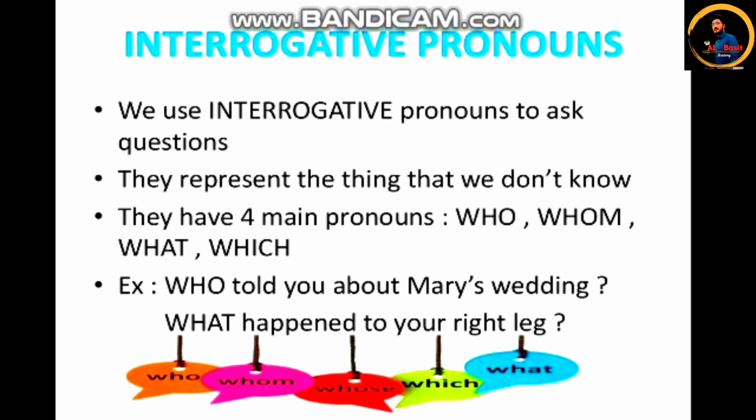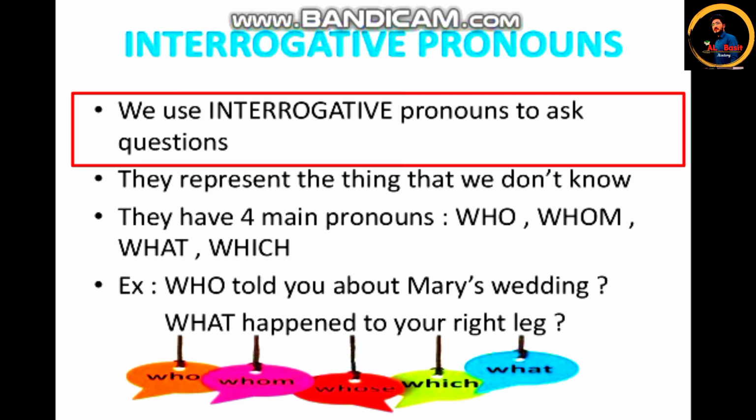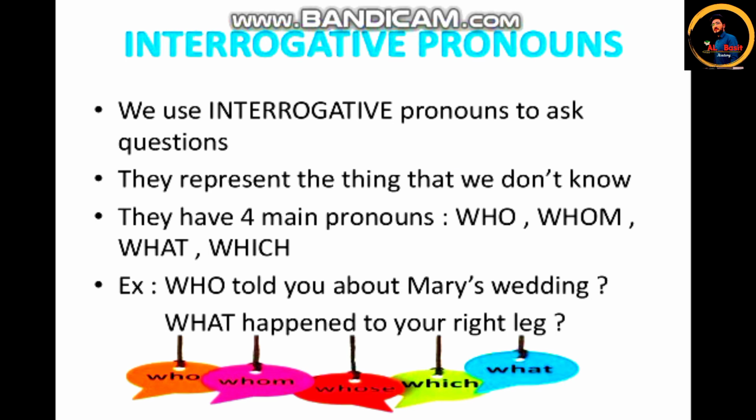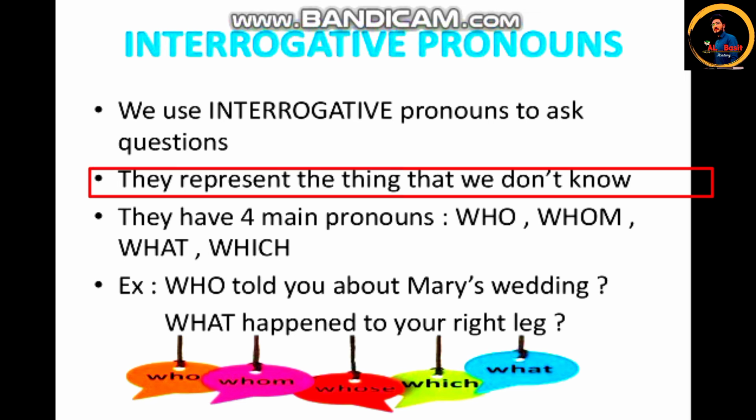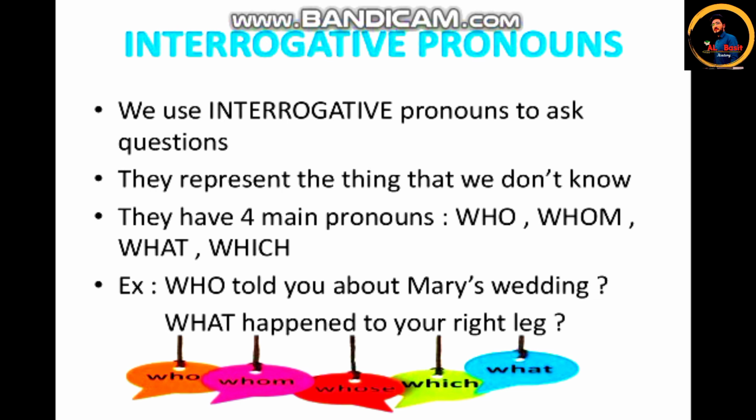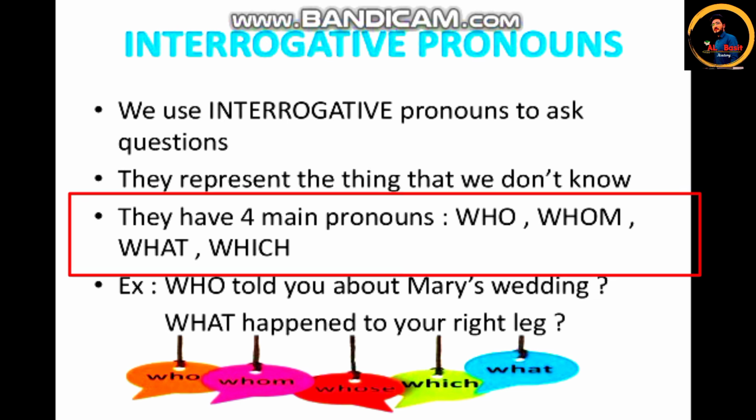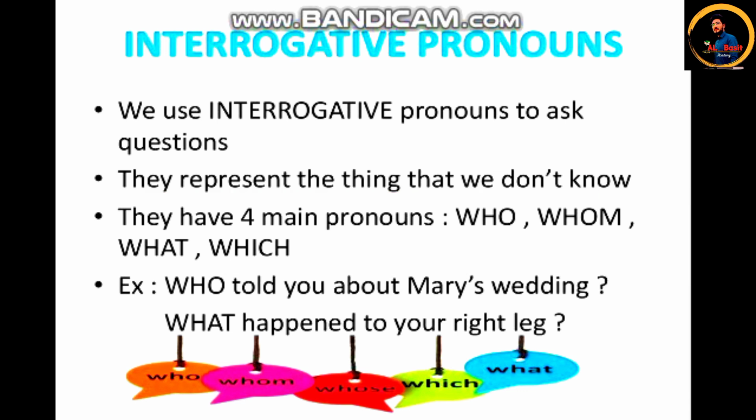Okay, interrogative pronouns. The definition is we use interrogative pronouns to ask a question. It's a very simple definition of interrogative pronouns, that we ask questions. Second point is that they represent the thing that we don't know. This is the second interesting point. The third one is that they have four main pronouns. What are they? Who, whom, what, which. These are the four main pronouns.